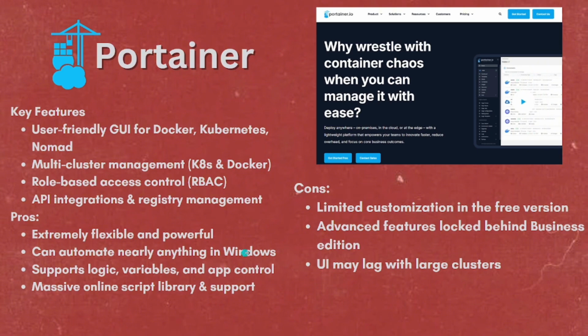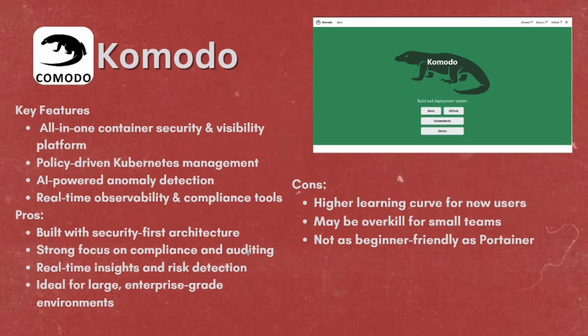Now let's move forward with Komodo. Komodo is an all-in-one container security and visibility platform with policy-driven Kubernetes management. It has AI-powered anomaly detection and real-time observability and compliance tools. Now for the pros, it is built with a security-first architecture. It has a strong focus on compliance and auditing, and also has real-time insights and risk detection. And lastly, it is ideal for large enterprise-grade environments.